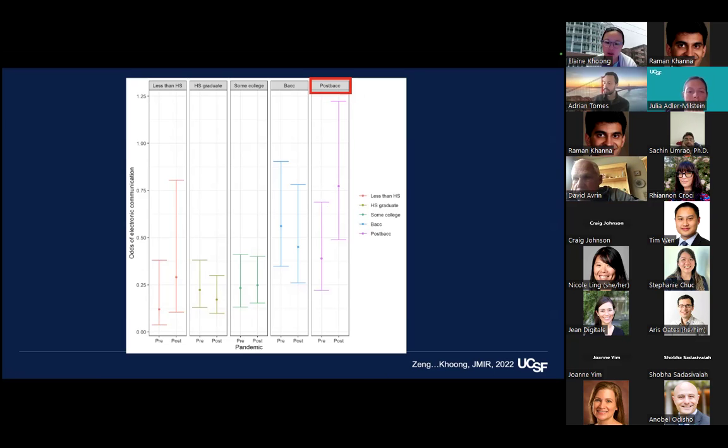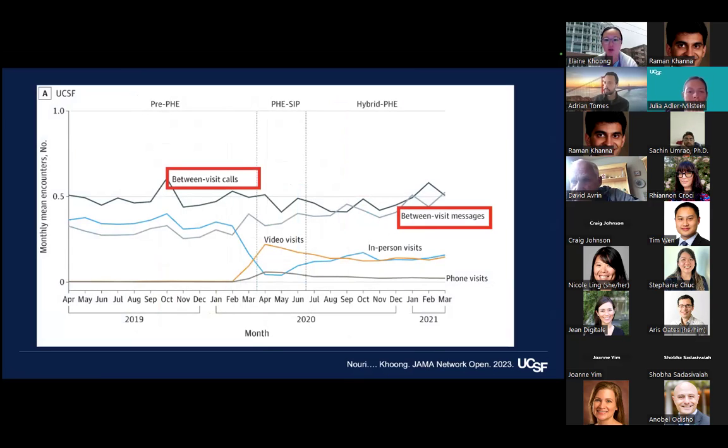And I think one thing I just want to highlight with that is it's not surprising. There's been a lot of publications, especially coming from folks here at UCSF, looking at the growth of patient portal messages. But what I want to highlight is this is at UCSF. We looked at a cohort of patients with diabetes, and we looked at what we call between visit messages. So these are patient portal messages, but also between visit calls, so telephone calls between scheduled visits.